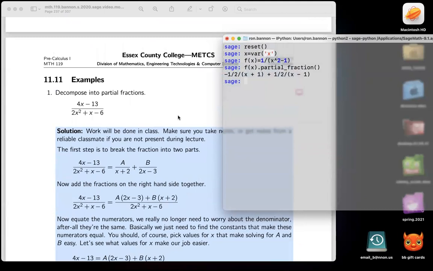You can do all these problems with Sage. However, let me repeat this: you need to learn to do this by hand.